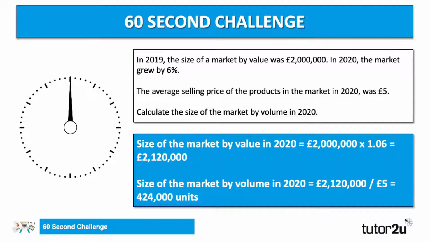So the correct answer here is 424,000 units. Let's look at how we got there. We're asked to calculate the size of the market by volume in 2020. The size of the market by value in 2020 is what we need to work out first of all. So that's £2 million times by 1.06 to take into account the 6% growth. So that's 2,120,000, and some of you got to that stage. So it's possible in an exam you might get some credit for getting to that point. The size of the market by volume in 2020, we take the 2,120,000 and divide it by the selling price of £5, and we get to 424,000. Extremely well done if you got that right.